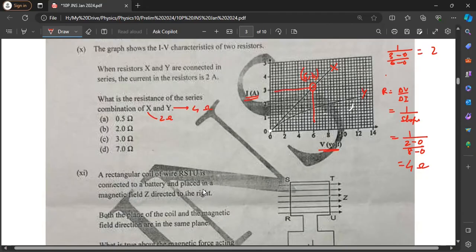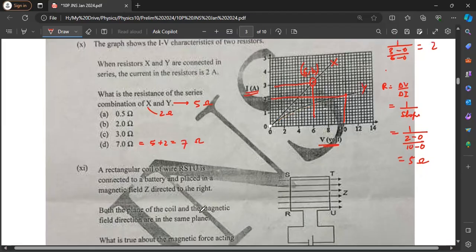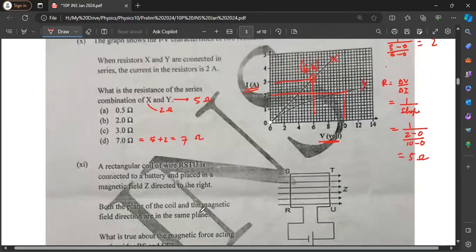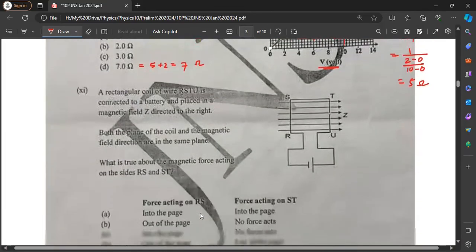No, the answer is 7. No? There is 10 and 2, I think. Yeah, this 2 and 10 are on this. So therefore, this is 5. Yeah, 8 was not exactly at 2. So this is 5 ohm. So therefore, 5 plus 2, that is 7 ohm. This line also is kind of curved, so the image is not very clear. But why did you add it? Because they are in series, they said. Oh, yeah. Okay. Yeah, they are in series.